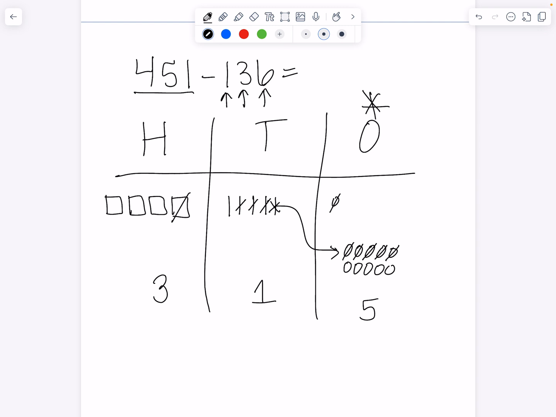So in this problem, did I have to decompose a 10 stick and trade it out for ones? Yes, okay, I did have to decompose a 10 stick and trade it out for ones blocks. Did I have to decompose a hundreds block and trade it out for 10 sticks in this problem? No, I didn't have to do that. I only had to move tens to ones. I didn't have to do any decomposing of hundreds to tens.